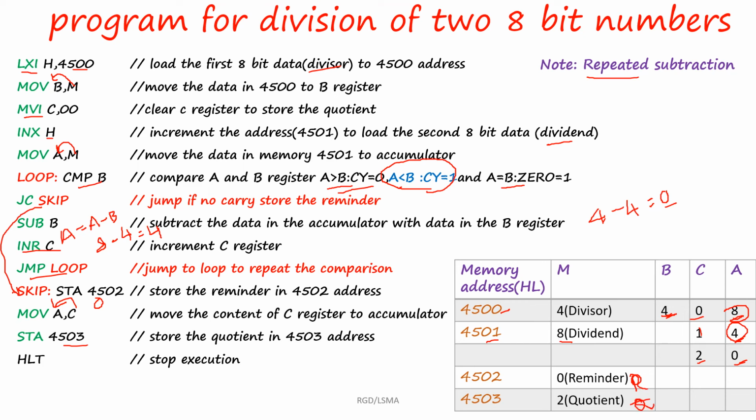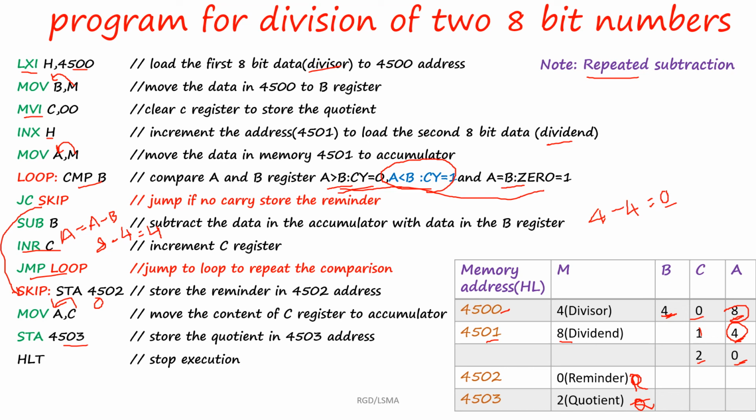So this division process is a repeated subtraction process. Every time you need to compare the accumulated data with the B register. If the accumulated data is greater than the B register data, the carry flag will be reset. If the accumulated data is less than the B register, the carry will be set. And if the accumulated data is equal to the B register data, then the zero flag will be set. So based on these conditions only, you have to execute your division operation.